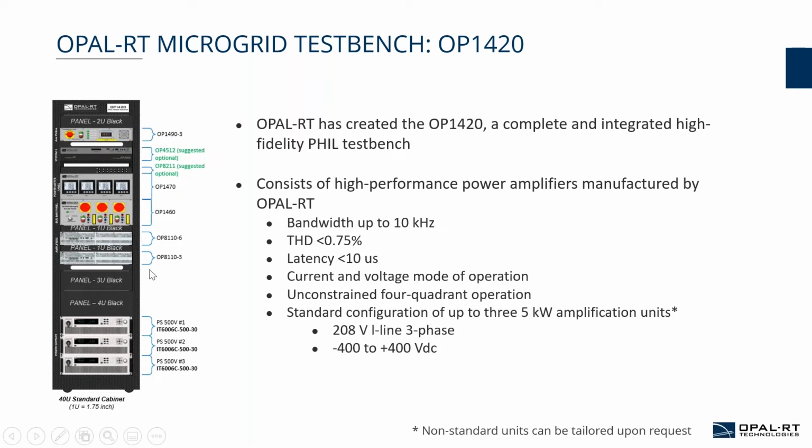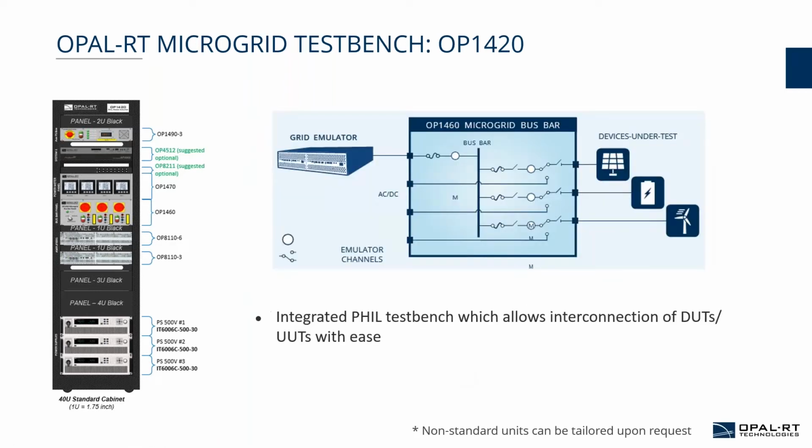The standard configuration of the equipment that we have with 1420 is up to 3 amplification units of 5 kilowatt each. One amplification unit is capable of achieving either 208 volt line-to-line 3-phase or minus 400 to plus 400 volt of DC, and each amplification unit is 5 kilowatt of power. Now, non-standard units can be tailored upon request. For instance, our European customers use our OP-1420 test bench for 400 volt line-to-line 3-phase applications, and this is perfectly possible. And based on your requirements, we can have non-standard units that can be developed as per request.